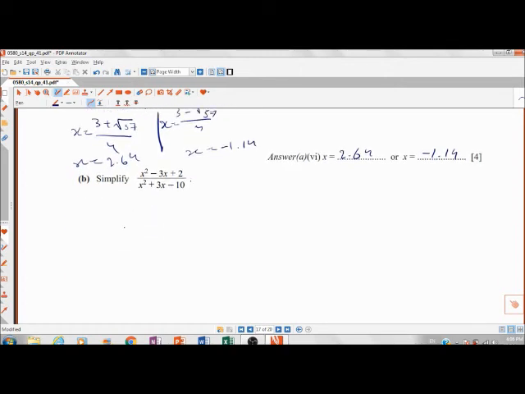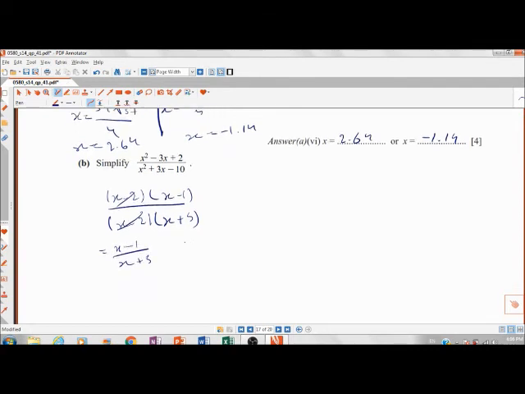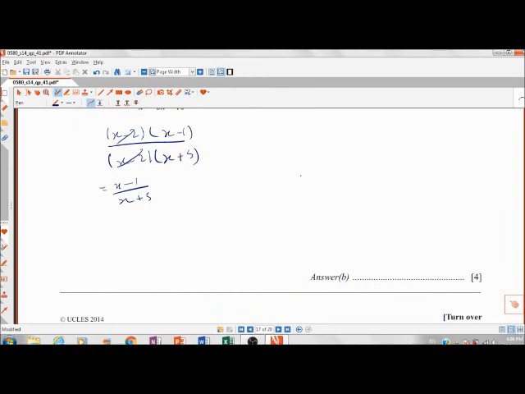Alright, so simplify this. Simplify it, x minus 2. Other one, x minus 1. x minus 2. Other one, x plus 5. So this will cancel this. So we'll end up with x minus 1 over x plus 5. That's your answer.